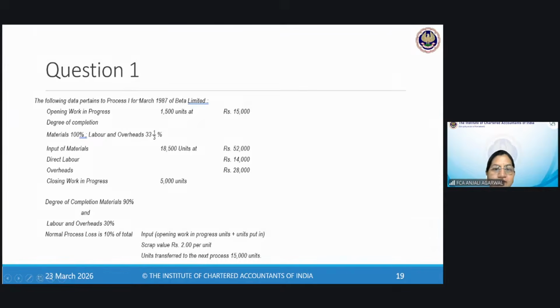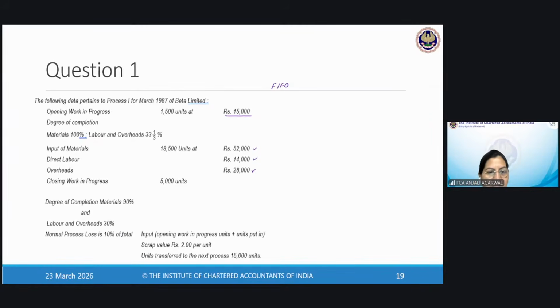So now look at the same question. This time the amount is also given. So there is no detail of 15,000. This question has to be done using FIFO only. Now input material is 52,000 rupees. Labor is 14,000. Overheads are 28,000. Closing WIP again 5,000, 90% complete as far as material, 30% complete labor and overheads.